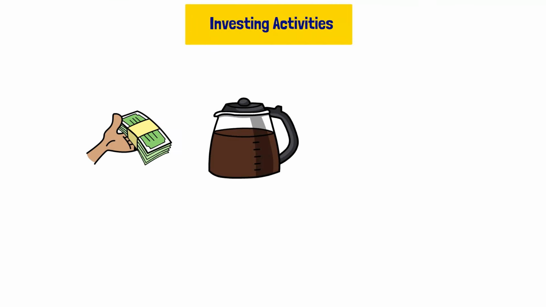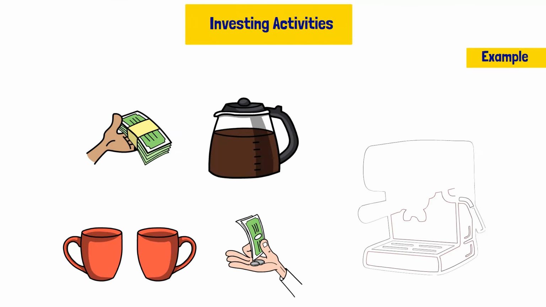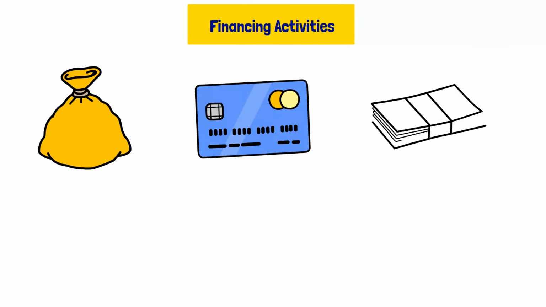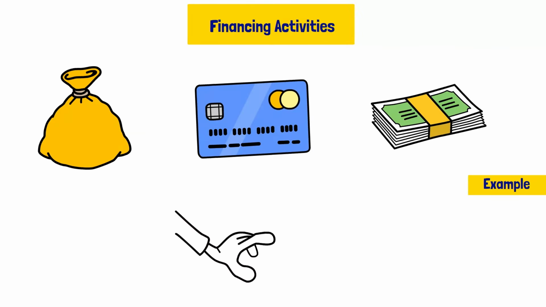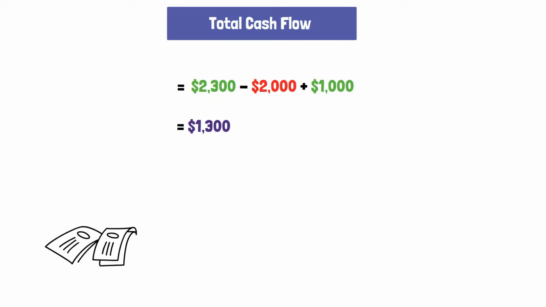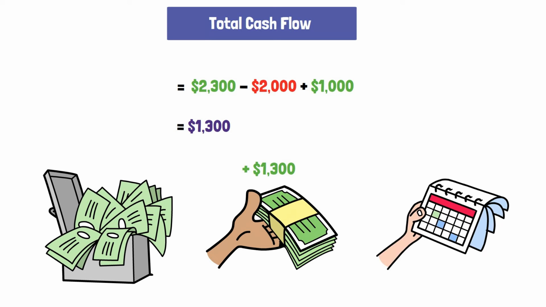So your net cash from operations equals $2,300. Next is investing activities. Buying or selling any equipment or assets. Example, let's say you bought a new espresso machine. It cost you $2,000. Net investing, $2,000. Third, financing activities. Loans, credit, or money you put into the business. For example, let's say you received a bank loan of $1,000. Net financing equals $1,000. Total cash flow equals $2,300 minus $2,000 plus $1,000 equals $1,300. Your cash increased by $1,300 this month.